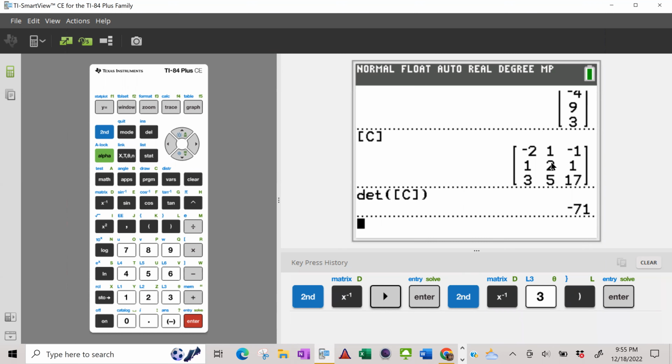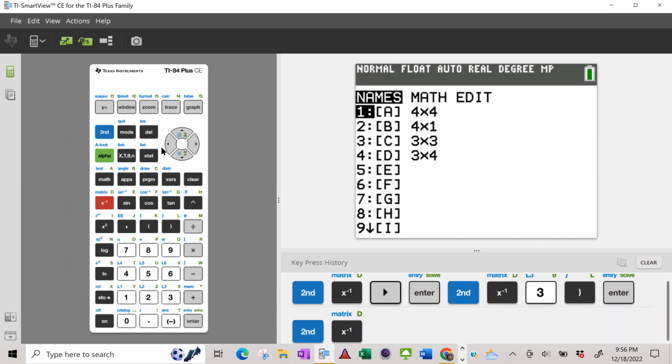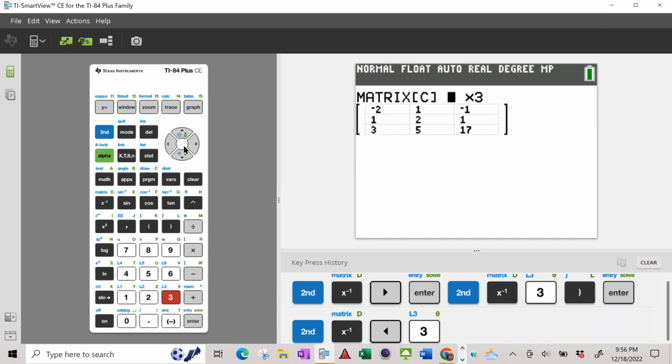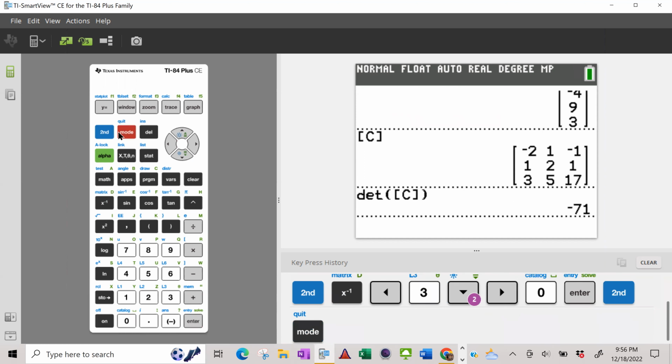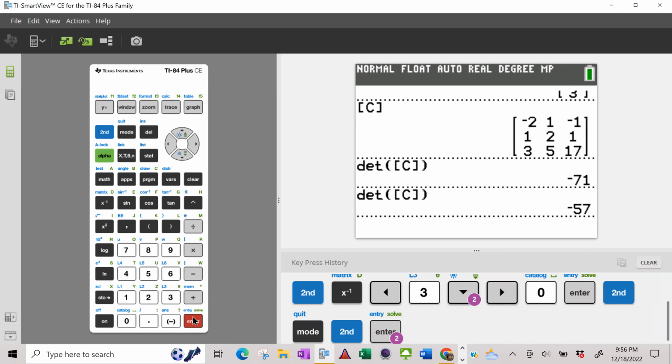Let me just double check. -2, 1. Oh, that should be a 0 there. So let me go back and fix that. Go over to edit first, then down to matrix. We've got a 3 by 3. That should be a 0. Let's do that again. If you hit the second key, then the enter key, it'll bring up a previous calculation. That looks a little bit better. Negative 57. Let's plug that in and finish this up with Cramer's rule.